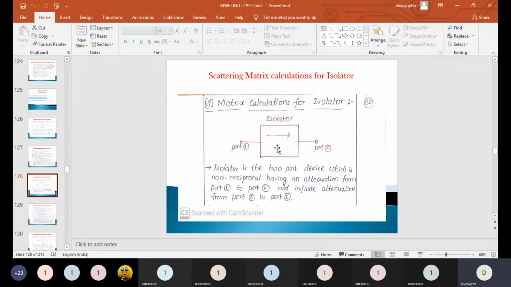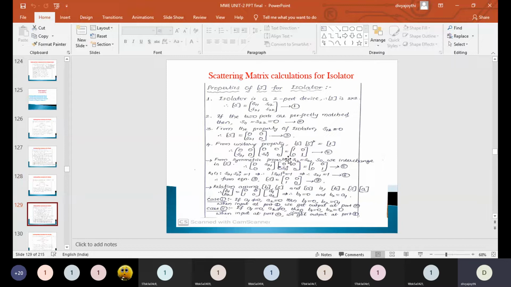Producing infinite attenuation means the reflected wave is going to be completely attenuated so that port 1 will not receive the reflected wave. So from port 1 to port 2, the isolator will produce 0 dB attenuation, and from port 2 to port 1, it is going to produce infinite attenuation. That means protecting port 1 from the reflected wave. Whatever reflected wave comes from port 2 will be completely attenuated by the isolator. That is about the isolator.